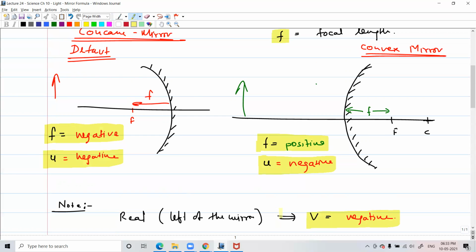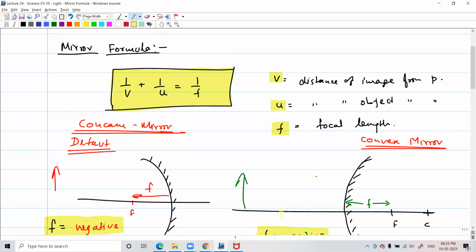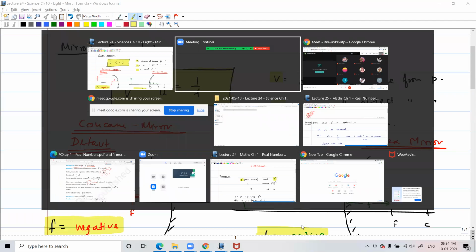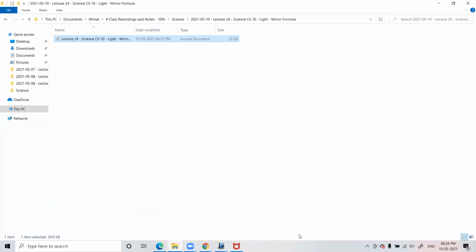Fine. So this mirror formula, if you notice, only talks about the distance of the object and the image and the focal length, of course. It doesn't talk about how big the object is, the size. That is also something which we have studied, no? Size of the object. Is it bigger or smaller? So of course, there has to be some formula for that also, right? That formula is called the magnification formula. What is it called?